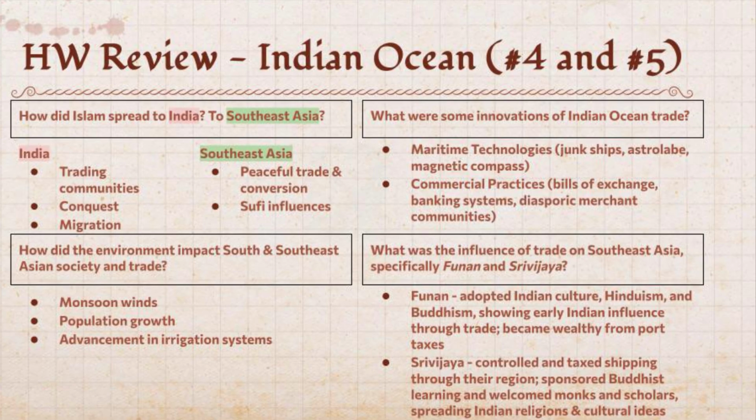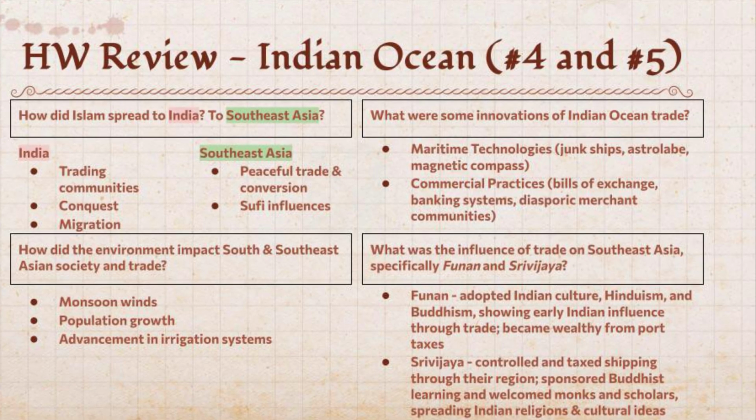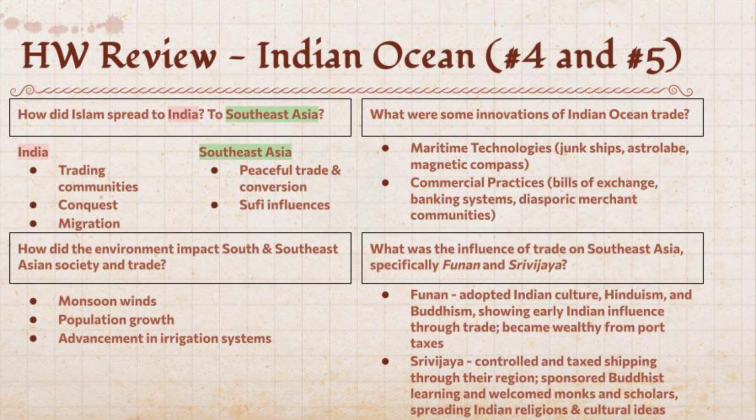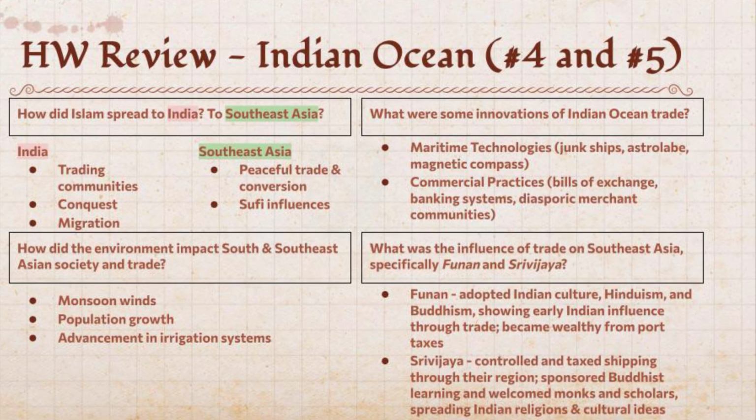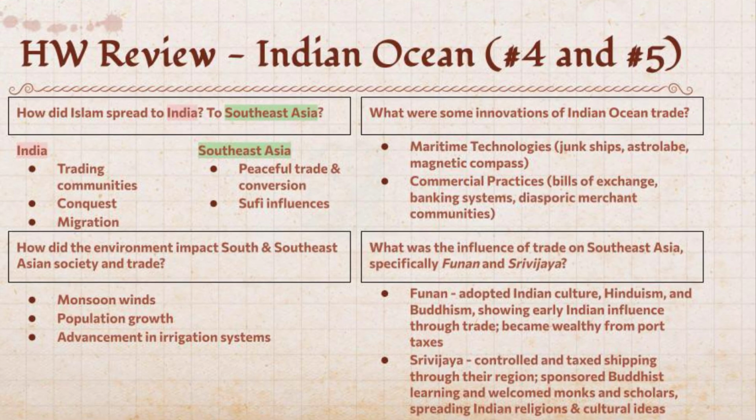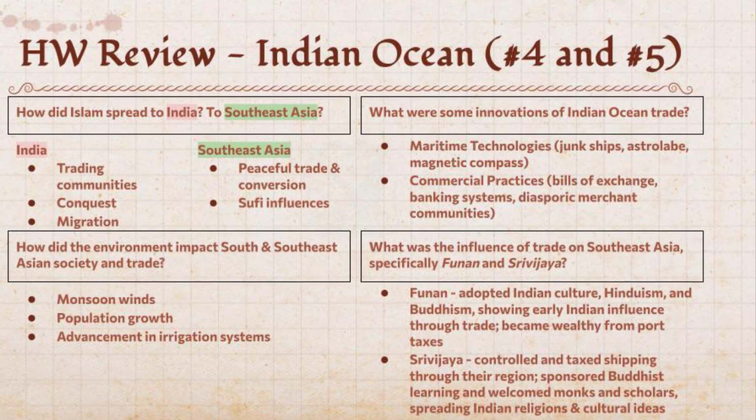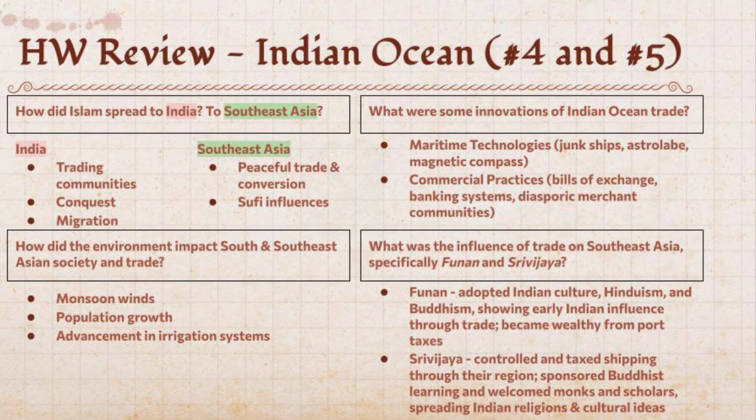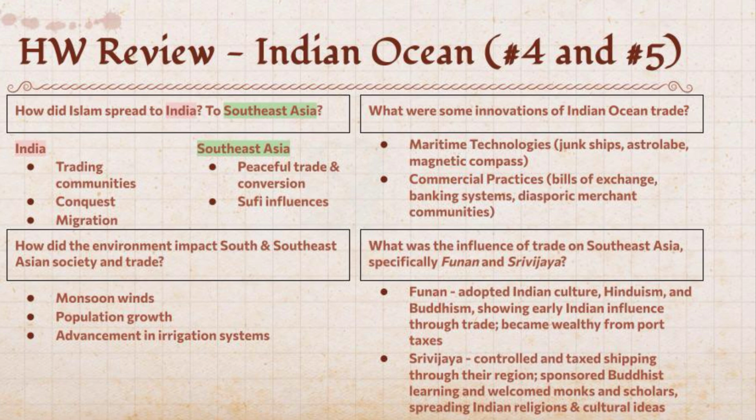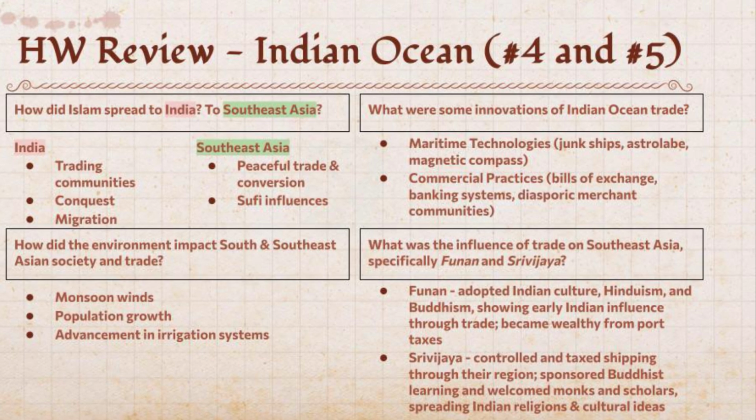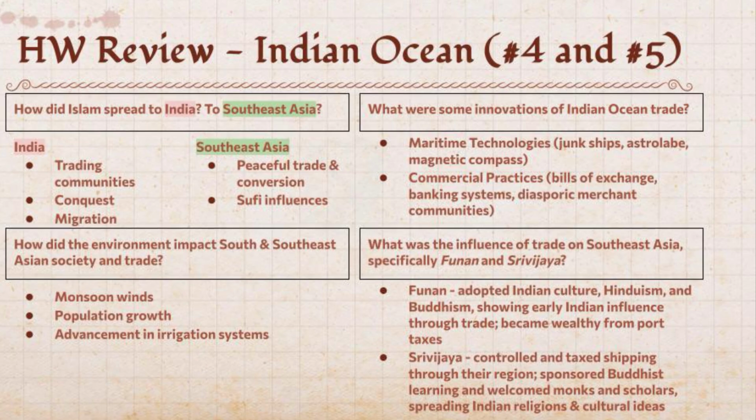But you also have local rulers converting to Islam. We talked about this in the last unit, how kings and local leaders adopted Islam to strengthen trade ties with Muslim merchants and how that legitimized their rule. And they didn't just do this with Islam. They did it with Buddhism as well. So this is encouraging their people, the people that they rule over, to convert as well.